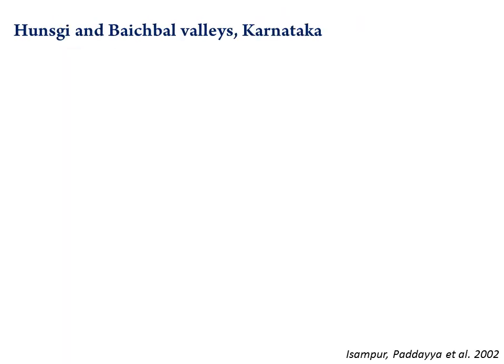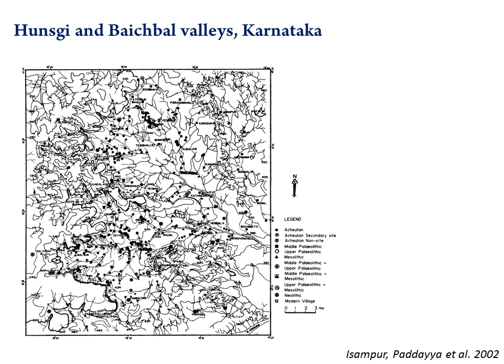Now, going to the next site, the Hunsgi-Baichbal Valley, which is part of the Shorapur Doab in today's Yadgir district of Karnataka. Here, in the Hunsgi-Baichbal Valley, it is completely an erosional basin of shale, limestone, and low hills of schist and granite. If you look at this toposheet, the watershed map of the Hunsgi-Baichbal Valley, in this area about 200 Acheulean sites were explored by Professor K. Paddayya, and he located their primary context and non-eroded context of the Acheulean sites in this valley.